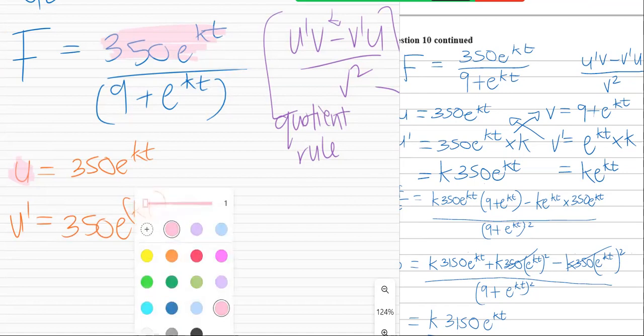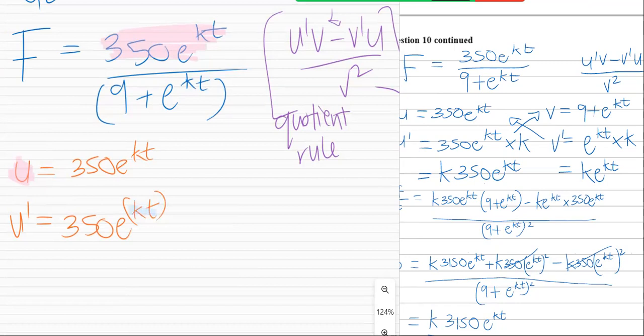Let me change that color. So you have to times it by the first derivative of this, and the first derivative of kt is just k. All right, function inside a function, times by the first derivative of what's inside the function. So if we simplify this, we end up with 350 k e^(kt).